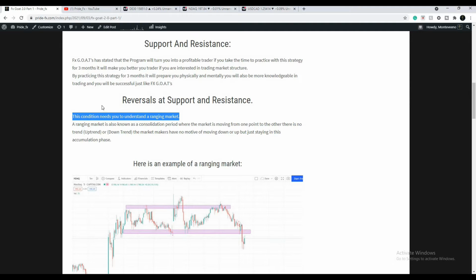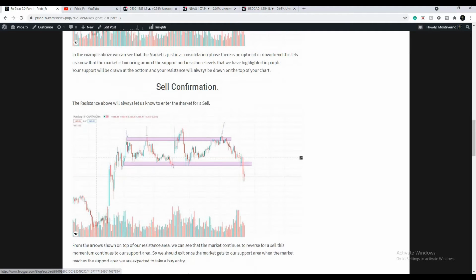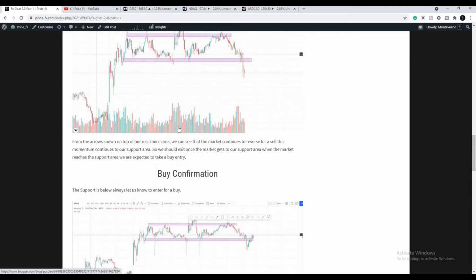So this condition needs you to understand a ranging market. A ranging market is also known as a consolidation period, where the market is moving from one point to the other. There is no trend, which means no uptrend or downtrend. The market makers have no motive of moving down or up, but just staying in this accumulation phase. This is what a ranging market looks like. A market will move in a zigzag pattern. You can go and look for how to get those sell trades or buy trades. This article explains all that to you.